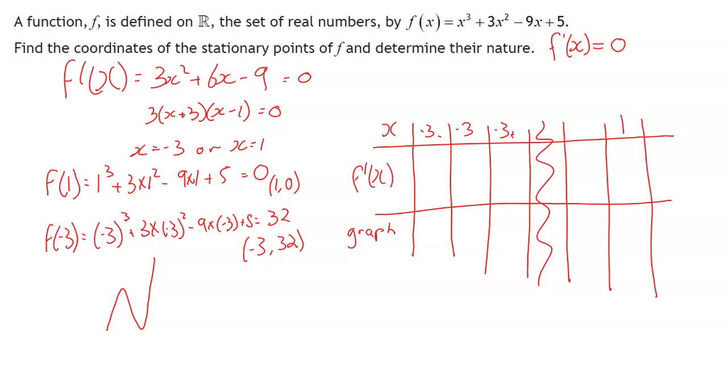Same idea. There's my second stationary point at 1. And I'm going to look at what the values below 1 look like and what the values above 1 look like. Now I know my derivative at -3 is 0, same with 1, so that means my graph for both of those is going to be nice and flat.